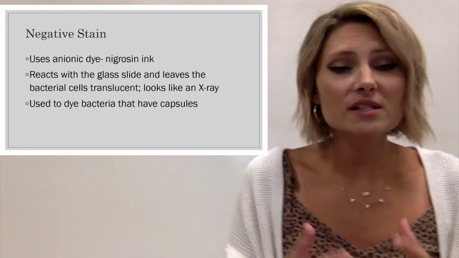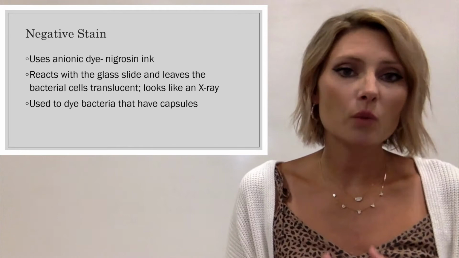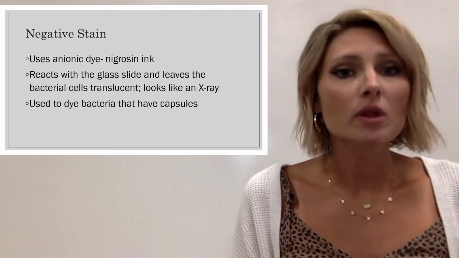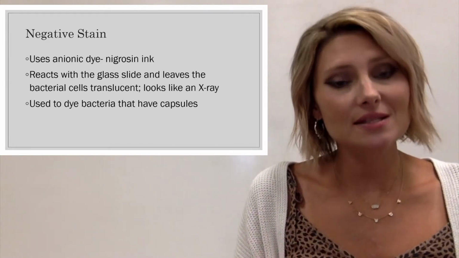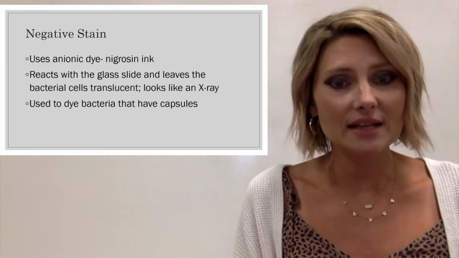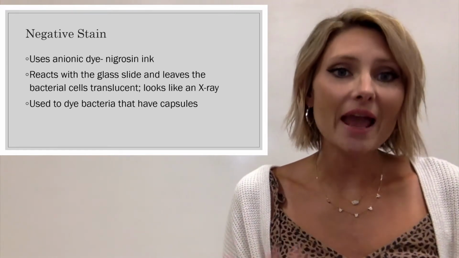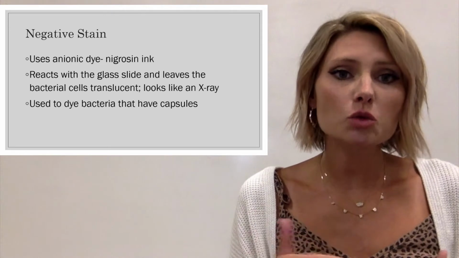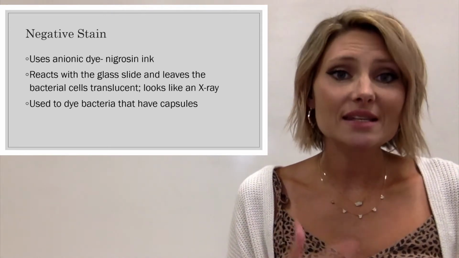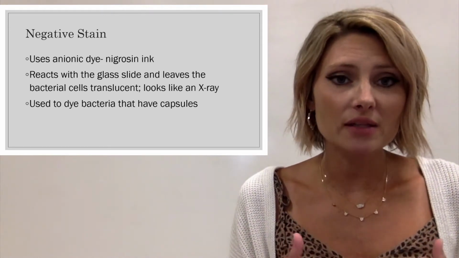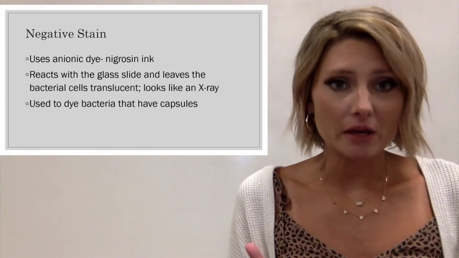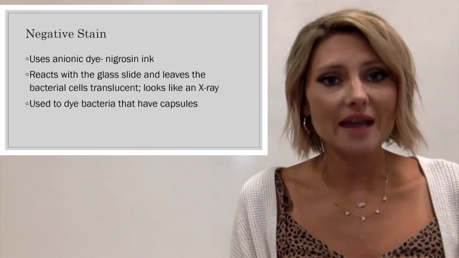The reason why we use a negative stain is whenever we have a bacteria that has a capsule. Of course, the capsule cannot be stained using normal staining techniques. So we use the negative stain. That way we can still visualize the bacteria. We can see the shape and the arrangement of the bacteria under the microscope. So that's whenever we would use the negative stain.